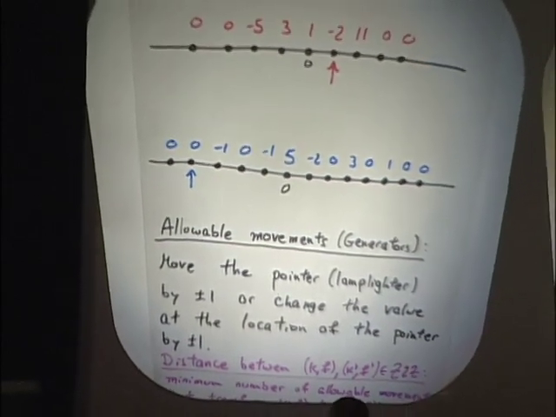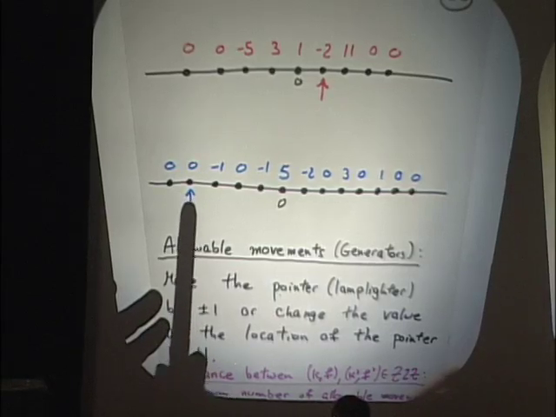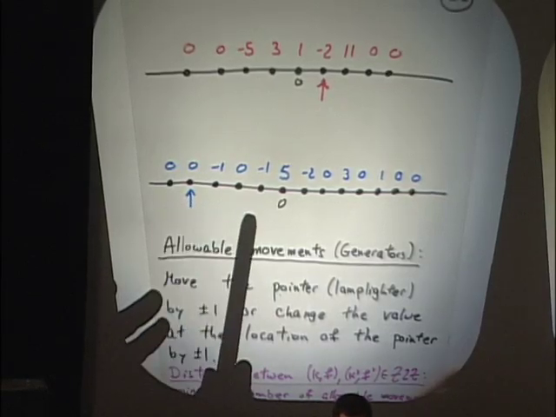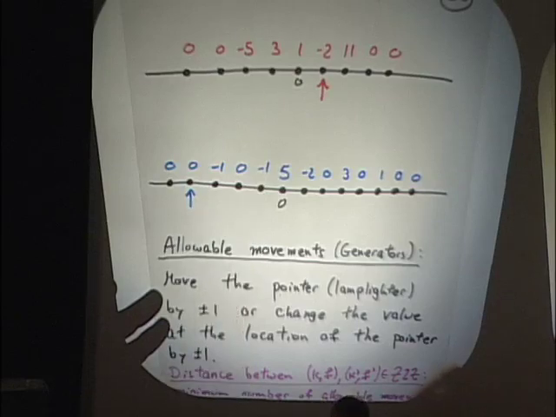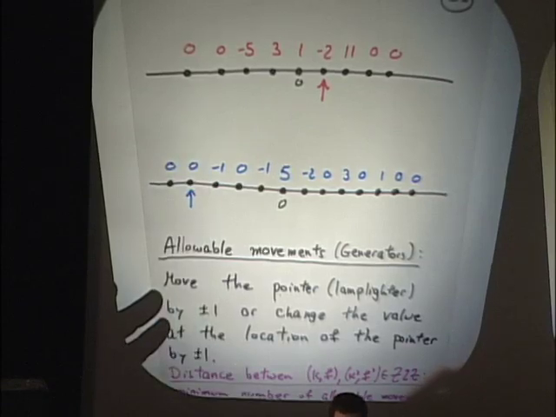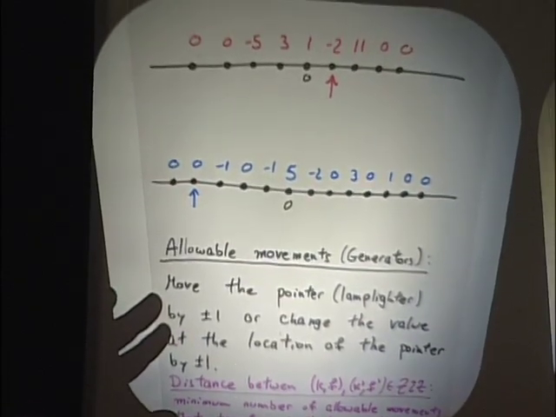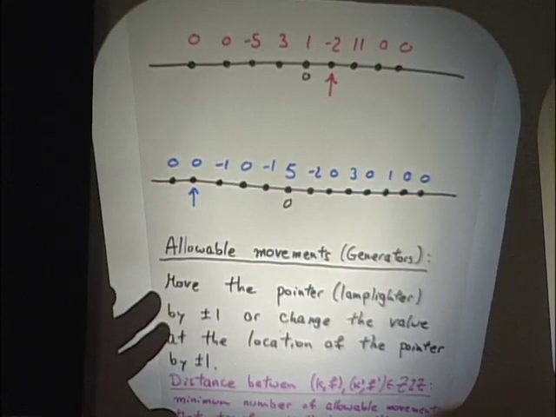Now, on a configuration like this, there are allowable movements, which are just the generators of the group. An allowable movement is either you take your pointer and move it to the right or to the left by 1, or wherever the pointer is pointing, you can change the value that's written there by plus or minus 1. These are my allowable movements. And the distance between two such configurations is the minimum number of allowable movements which transfer one to the other. Because I'm just caring about distance, I don't really need to define the group operation. I'll put it up in the next slide. But this is the metric.